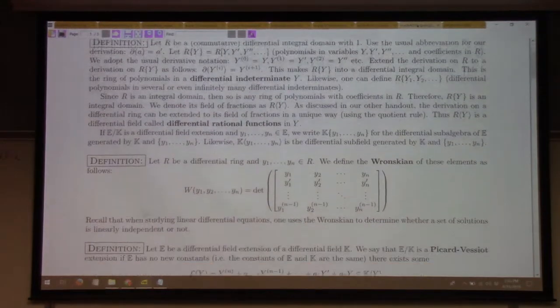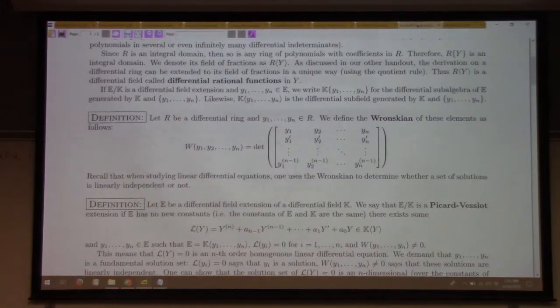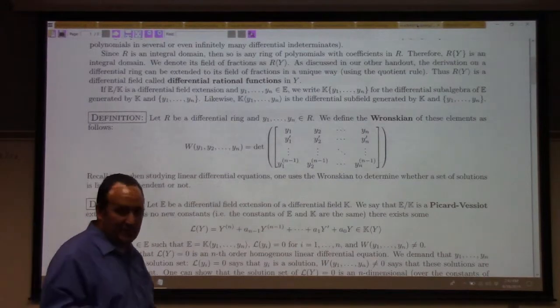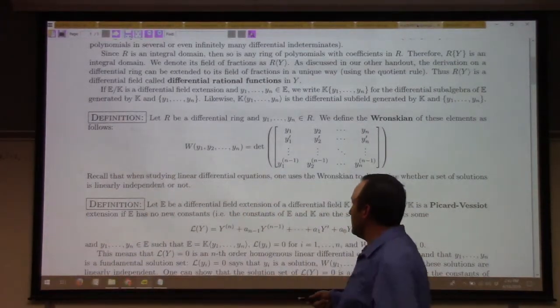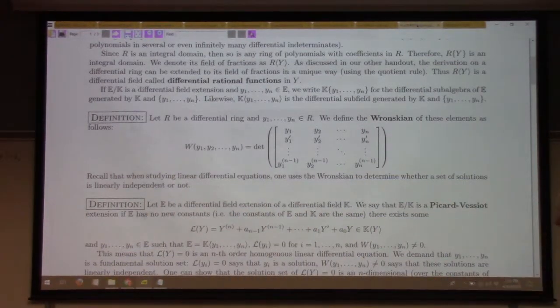So with that background, hopefully this is a little bit less vague: why would you talk about this? The Wronskian is central to the discussion of linear independence of solution sets, and that's why it's part of the formal algebra machine that we're building here in differential Galois theory. Let R be a differential ring, y1 through yn be in R. Define the Wronskian as usual.